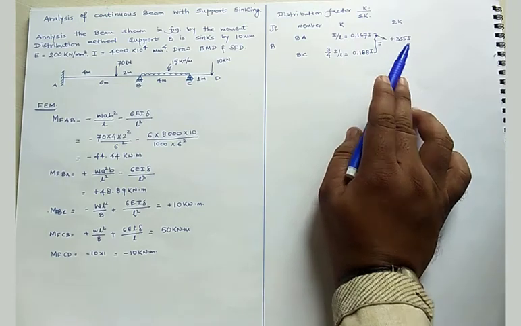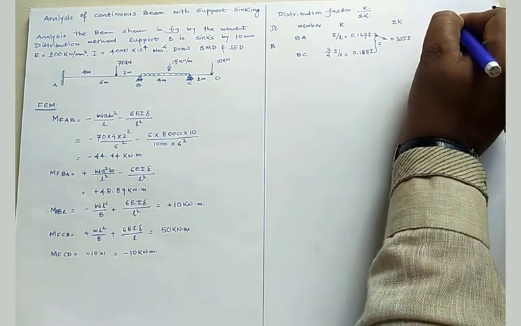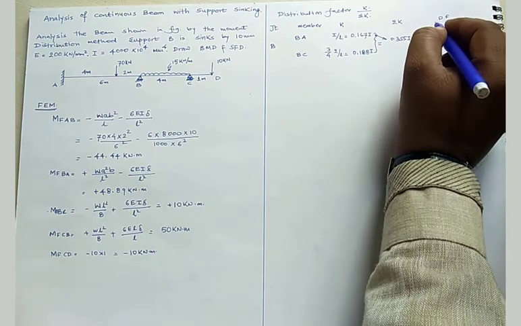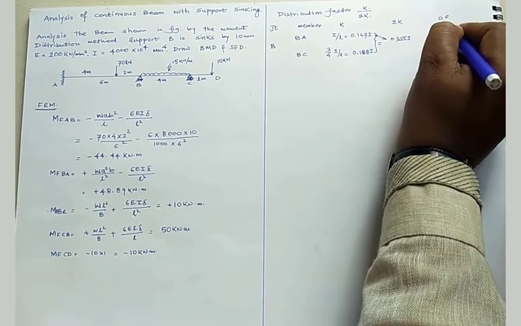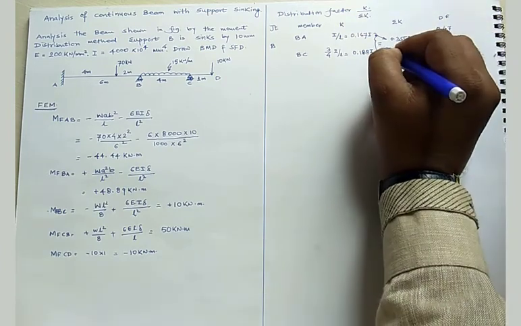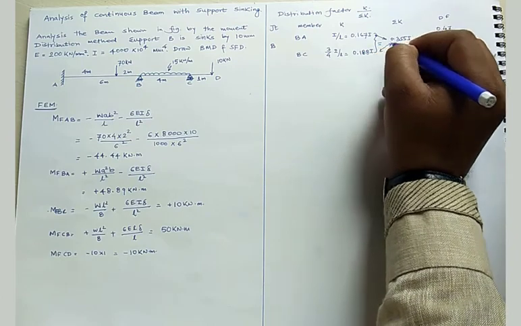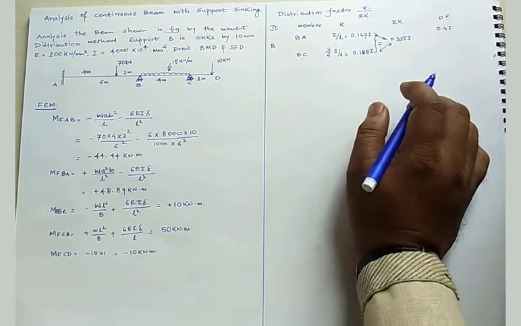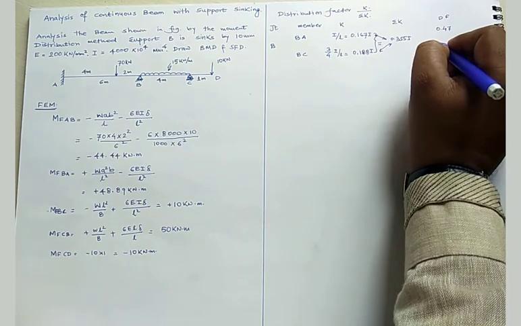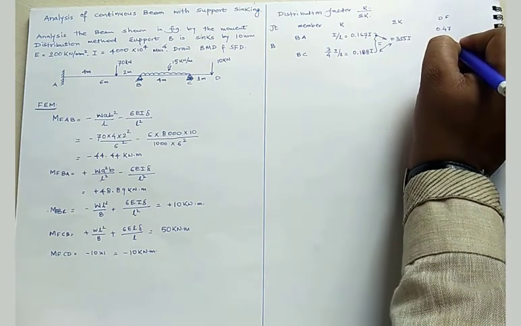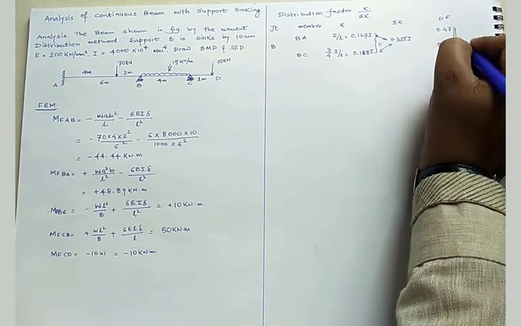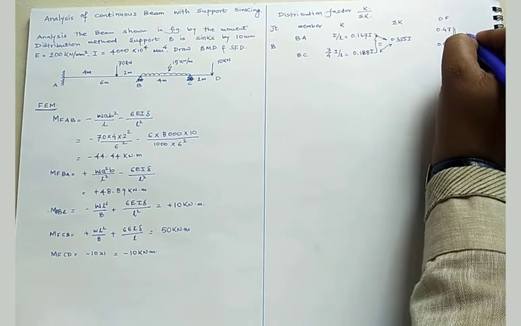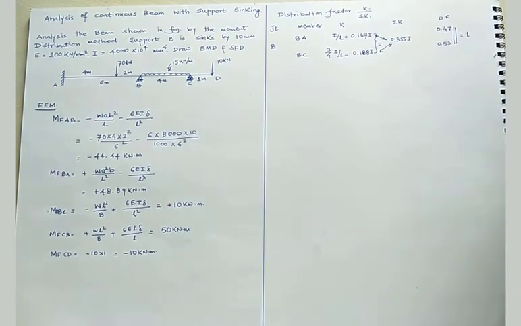Then divide the value of relative stiffness with the sum of the relative stiffness of the joint to get the distribution factor for BA. So the distribution factor for BA is 0.47. Similarly, divide the relative stiffness of BC with the sum of relative stiffness, so we will get the distribution factor for BC as 0.53. If we sum up these values, the sum must be equal to 1. This is the check we have to do here.